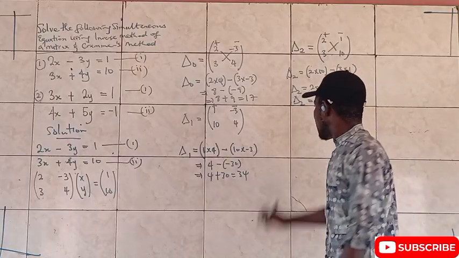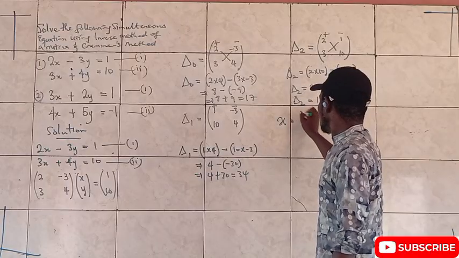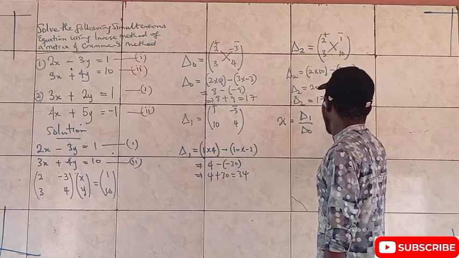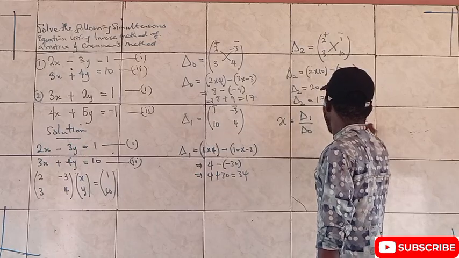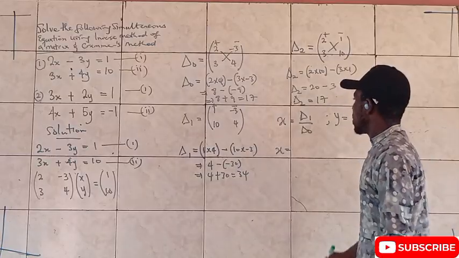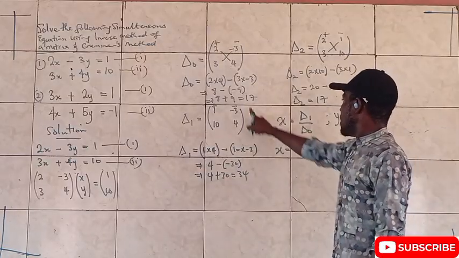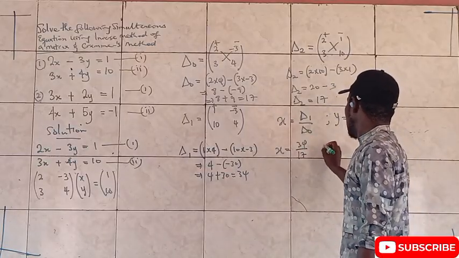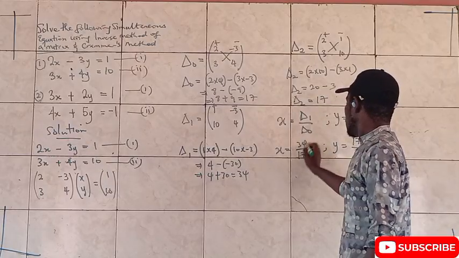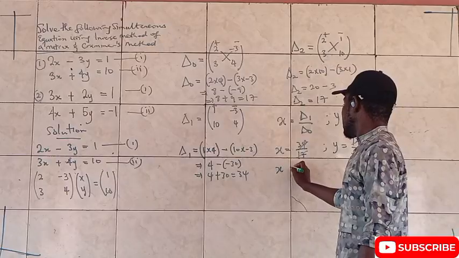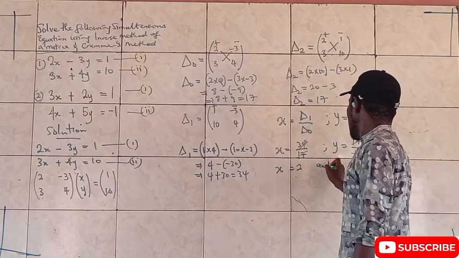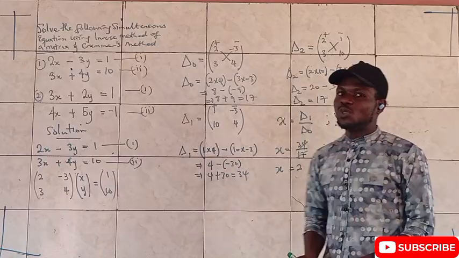Do not forget that our x is equal to delta 1 over delta naught, which is the determinant. Also, my y is my delta 2 over delta naught. So x equals, what's my delta 1? My delta 1 is simply 34, and my main delta is 17, and for y, delta 2 is 17, then the main delta is also 17. When I slash it out, x equals 2, and y is equal to 1, eventually.